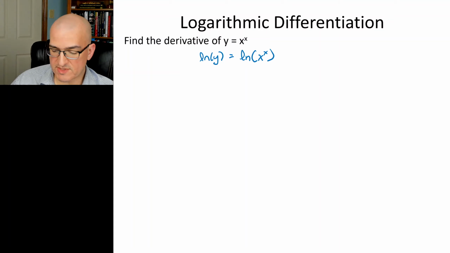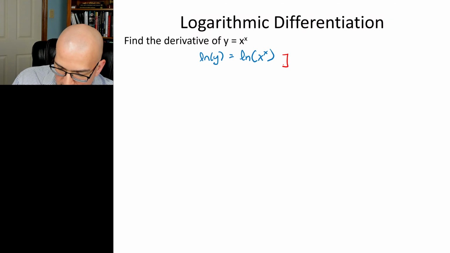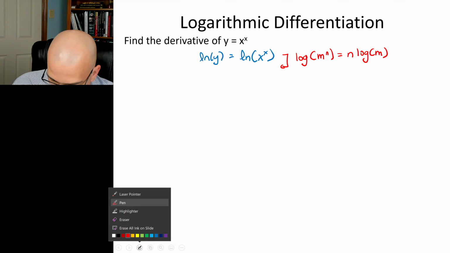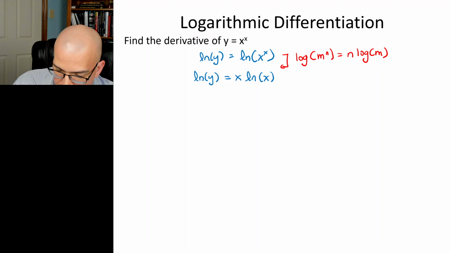I'm logging both sides. Now on the right hand side, I'm going to use a log property. I'm going to use one of the ones that comes up very often. The log of m to the power of n is n times the log of m. So we have ln y is x times the ln of x.